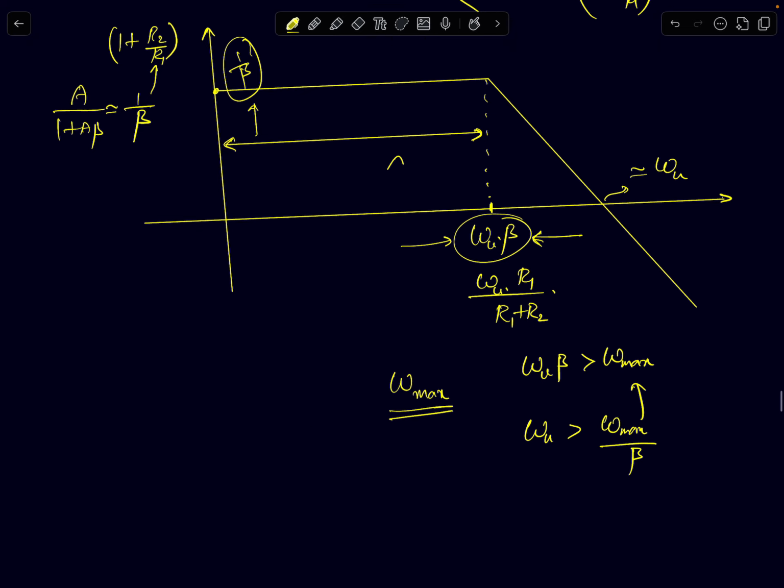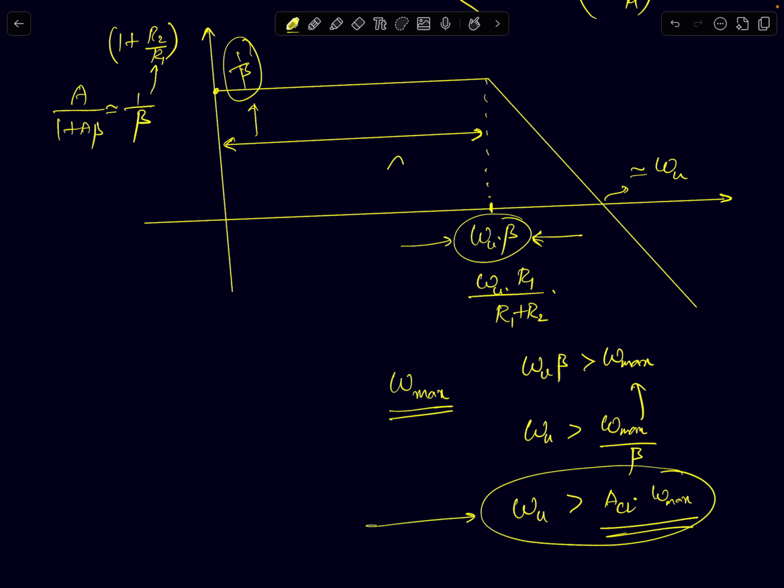Okay, 1 by beta is A closed loop. So A closed loop times omega max, your op-amp's UGB has to be greater than this. If I tell you that this non-inverting amplifier should act like a non-inverting amplifier for a frequency of omega max, then the UGB of the op-amp has to be equal to or greater than A closed loop, which is 1 by beta times omega max. So that's where this frequency response plays a role. If you have to pick an op-amp, you are going to pick an op-amp keeping this condition in mind.